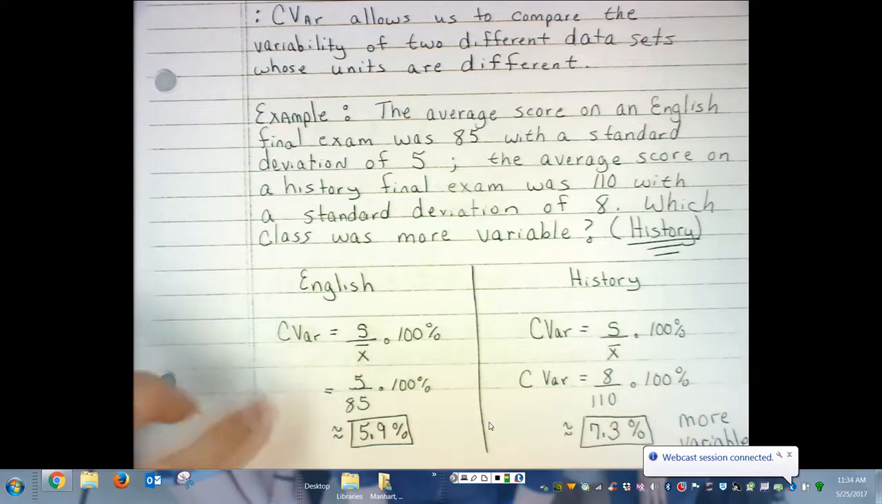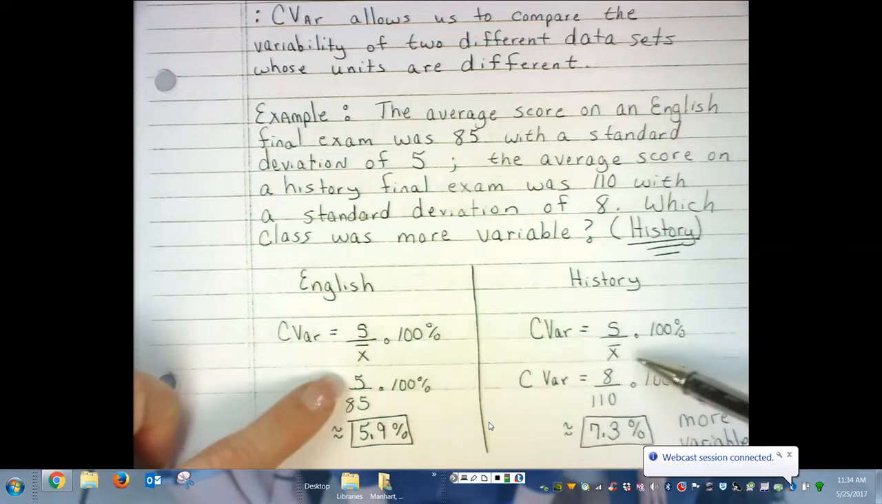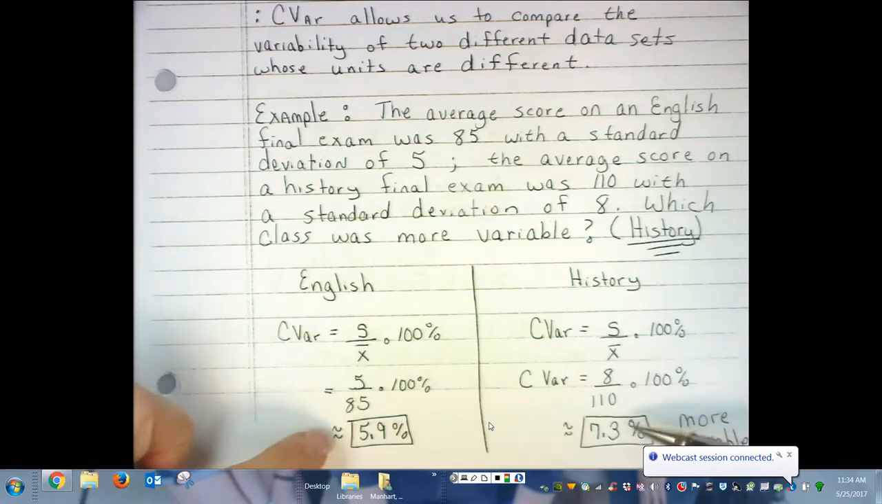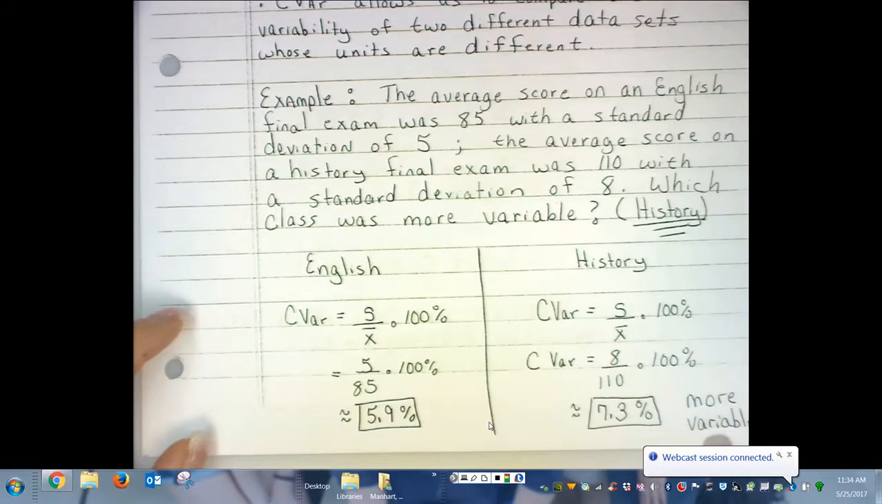So based upon just knowing the mean of a data set and the standard deviation of a data set, we can find the coefficient of variation to compare two completely different data sets and be able to say which data set is more variable. To answer which data set is more variable, you would go with the larger coefficient of variation. History, more variable. English, less variable.